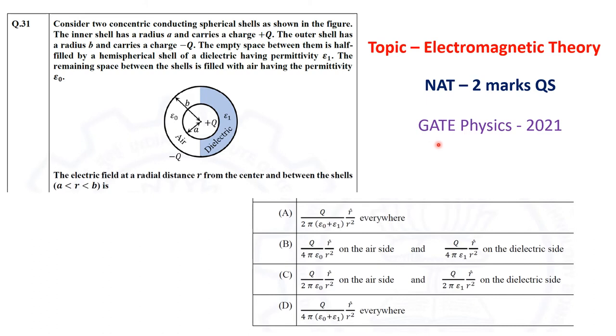This question is from the GATE Physics paper 2021. This is a numerical answer type 2 marks question, and the topic of the question is electromagnetic theory.